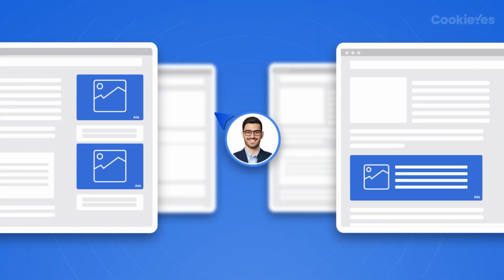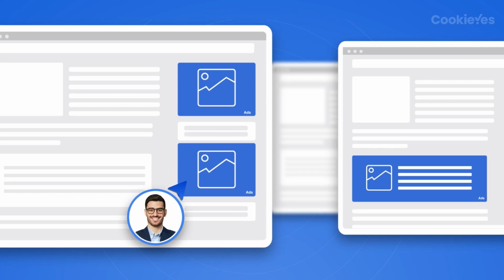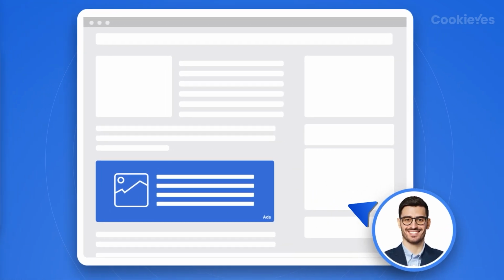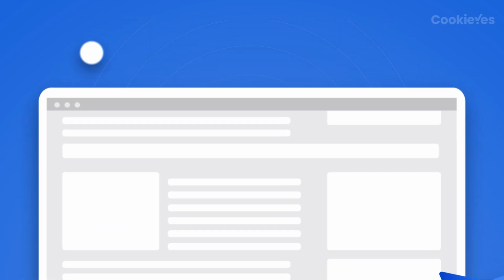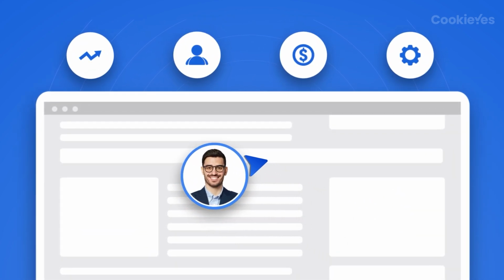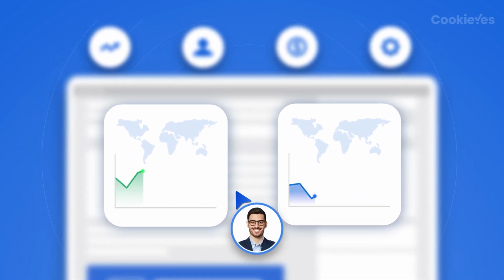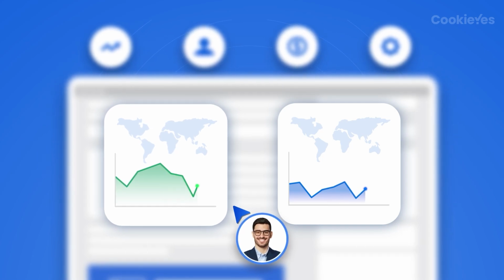Have you ever wondered what happens after someone clicks on your ad? Are they exploring your website, making a purchase, or leaving without taking action? Without the right tools, it's nearly impossible to know what works and what doesn't. And those missed opportunities can hurt your business.